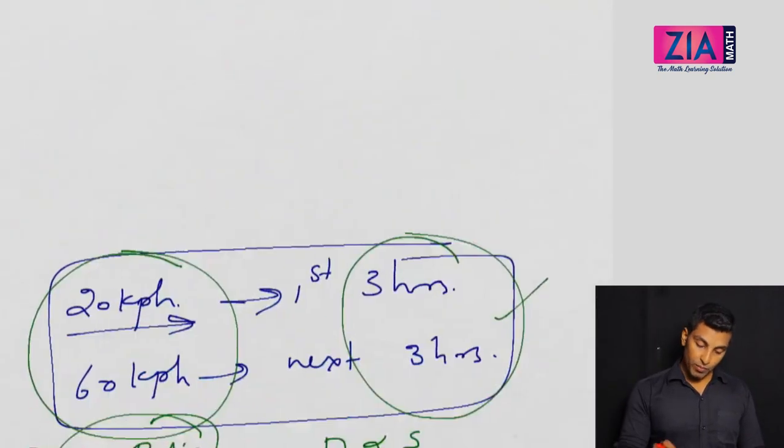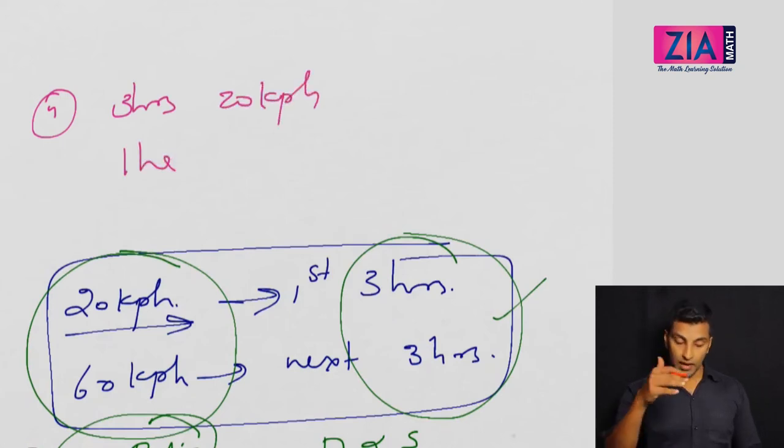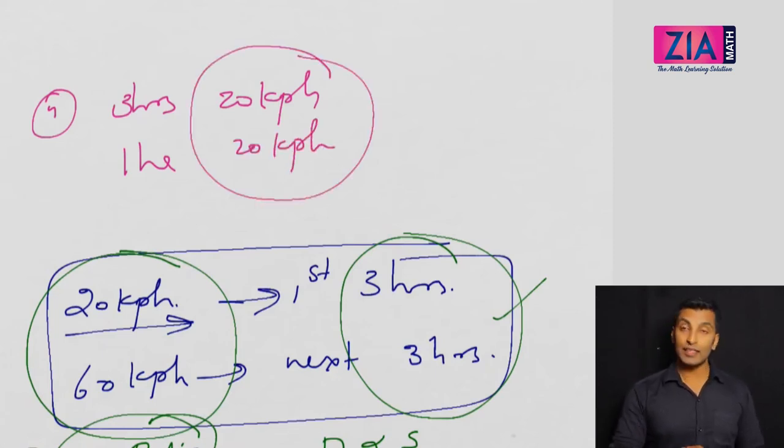Now let me give you one more question, in this fourth one. 3 hours at 20 km per hour, 1 hour. First 3 hours at 20 km per hour, next 1 hour at 20 km per hour. So here there is nothing to say that the speed is constant. So for distance and time, when speed is constant, see, speed is constant means speed is equal to distance by time, right?